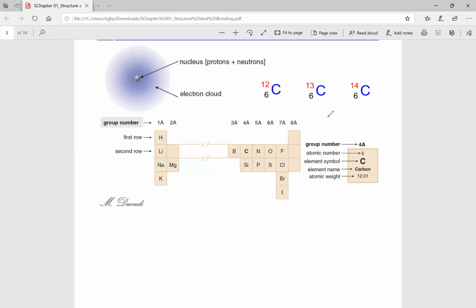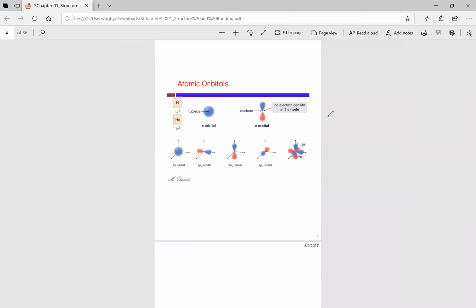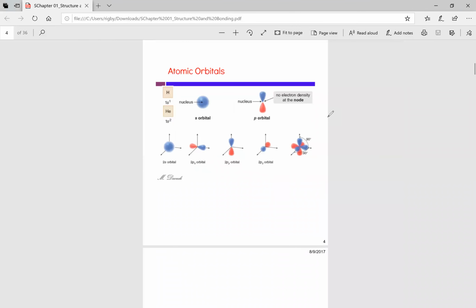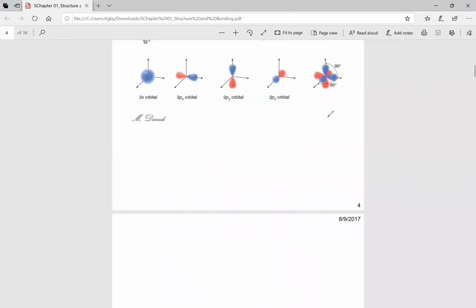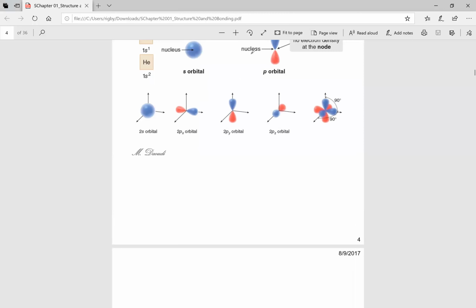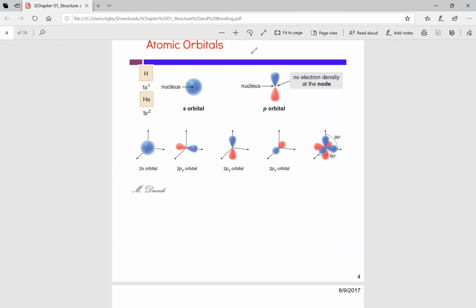All right, so now let's go into something called atomic orbitals. This is something that not a lot of people remember, but it's that thing where we had 1s, 2s, 2p, and so on. Each one of those different orbitals, s, p, d, and so on, but right now we're only going to be focusing on s and p, specifically 2s and 2p.